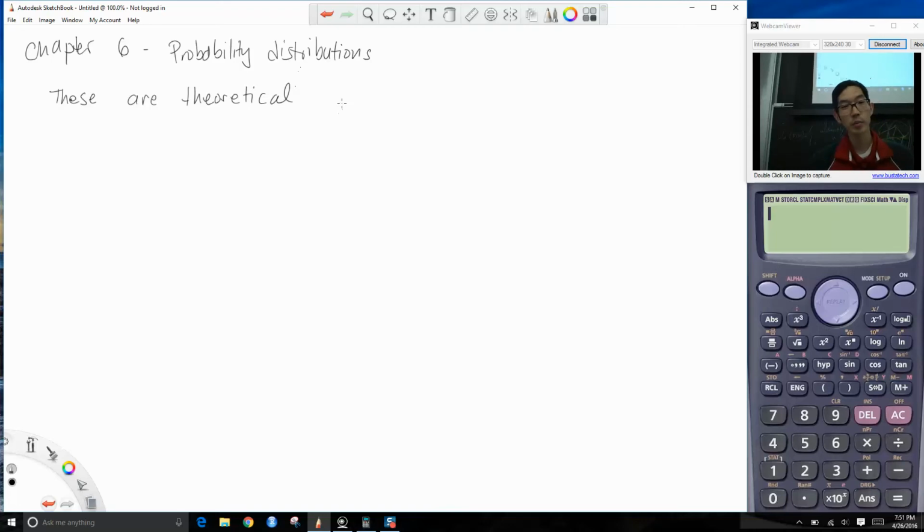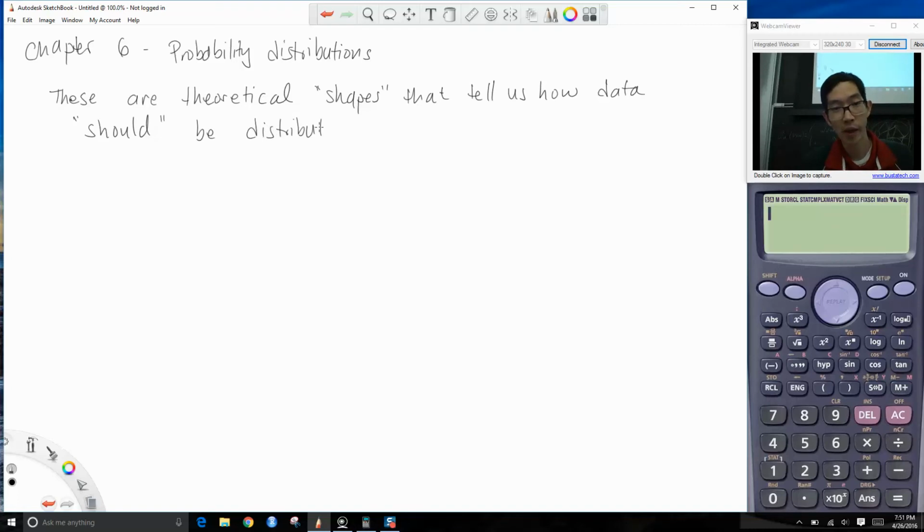These are basically theoretical shapes, okay, that tell us how data, quote unquote, should be distributed. Okay? And so, for example, we're going to very much learn about the normal distribution.